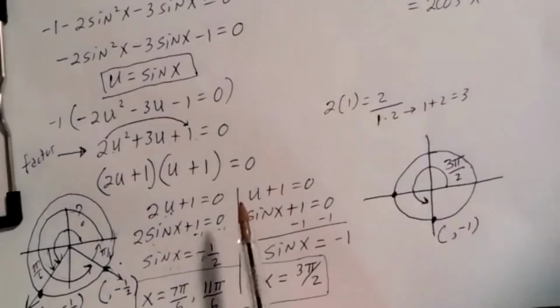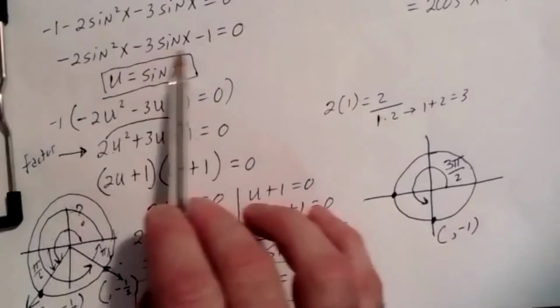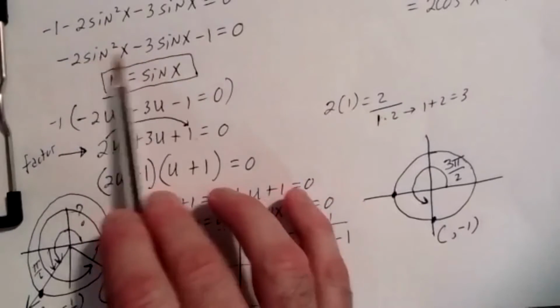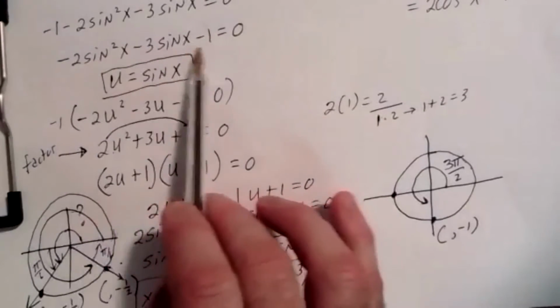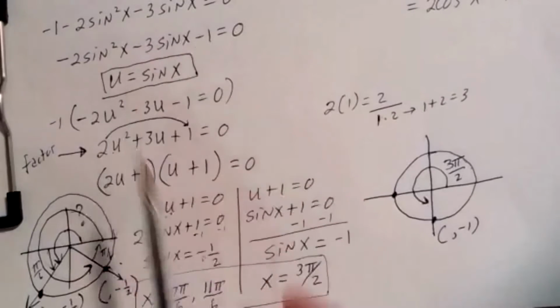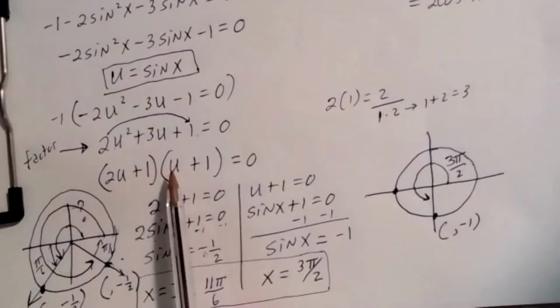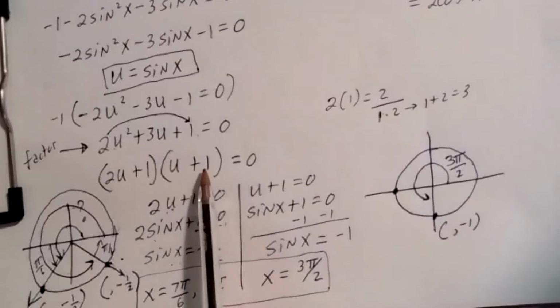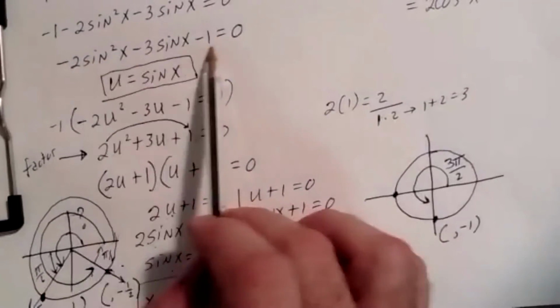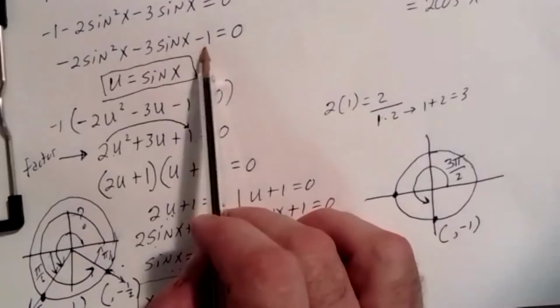Again, ladies and gentlemen, you don't have to do a U substitution. If you can factor this directly into 2 times the sine of x plus 1 times sine of x plus 1, that's just going to speed the process up. That's more power to you if you can do this.